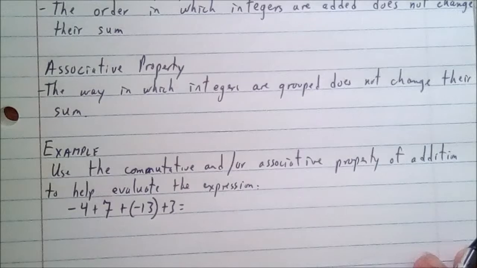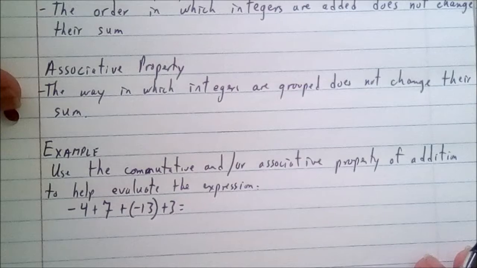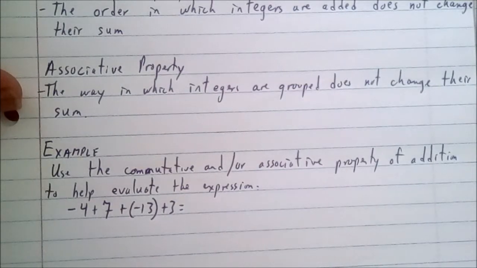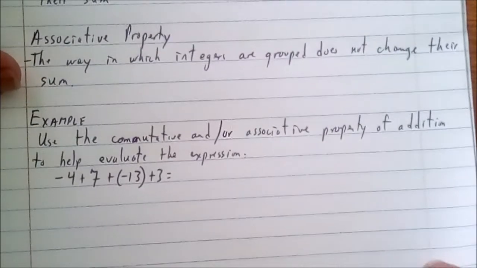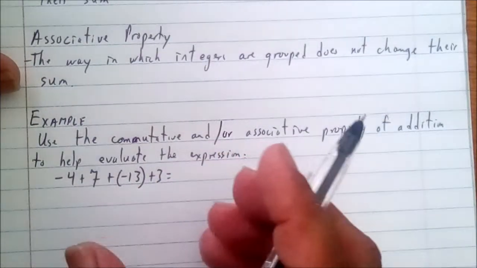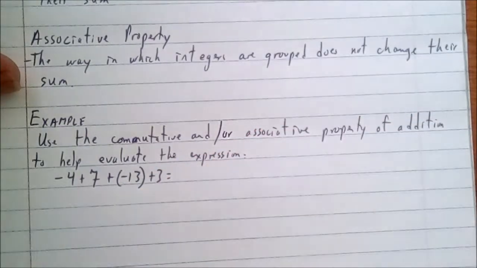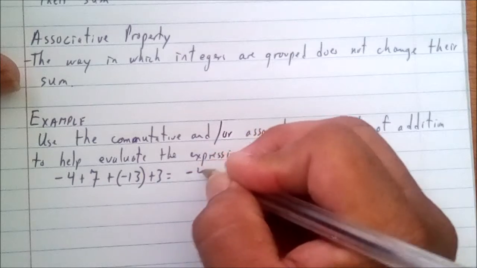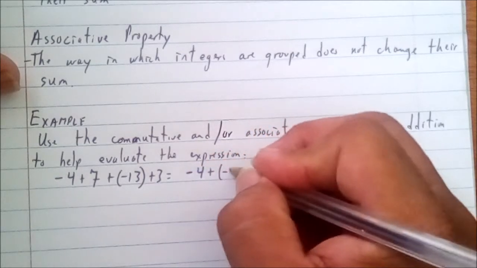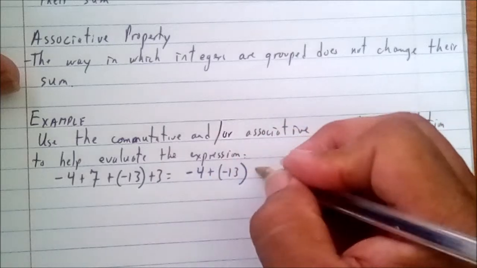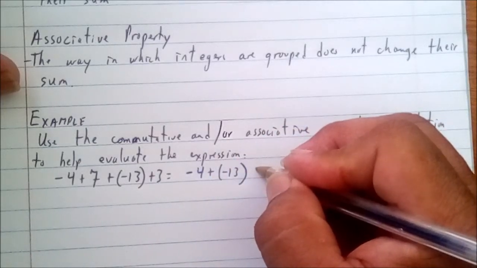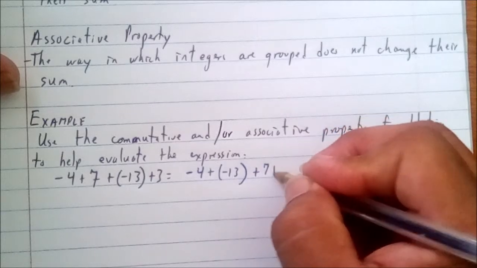Why? Because it is easier to add integers that have the same sign. So if we add everything of the same type, it's much easier. Okay, so let's go. Because we are working by grouping them, in other words, we'll put all negatives together. So we put here negative 4 plus negative 13, and then we put the plus 7 plus 3.